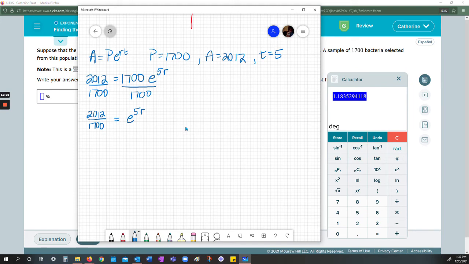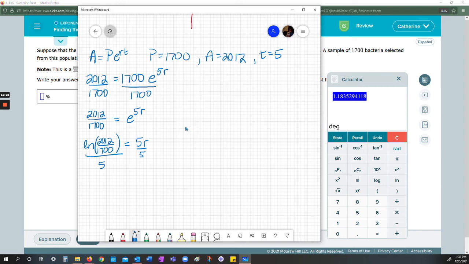We need to get that 5r out of this exponent, so we're going to take the log of both sides. We're going to do natural log since this is an e. So natural log of 2012 over 1700 equals 5r. We could write natural log of e to the 5r, but that simplifies to 5r. That's the whole point. So now we divide both sides by 5.